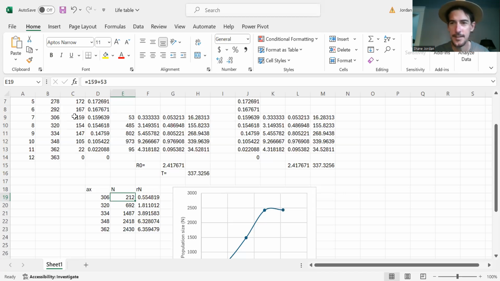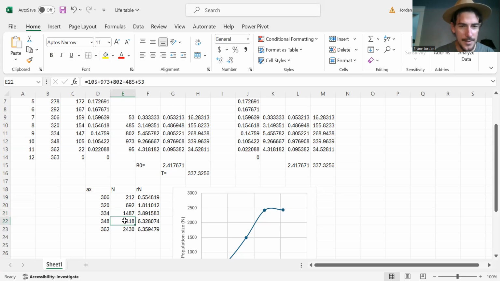At age class number 7, that turns out to be 159 plus 53. At age class 8, which is after 320 days, we see that the number of individuals equals 154 plus 485 offspring, plus the other 53 offspring that were produced in the previous age class. Likewise, when we go to age class 9, we see that the number of individuals is equal to 147 plus 802 offspring produced in that age class, plus 485 offspring produced in the previous age class, plus 53 offspring produced in yet the other previous age class, et cetera.